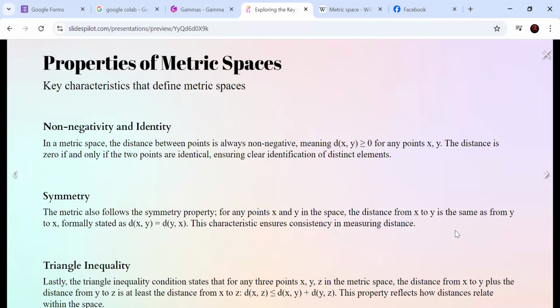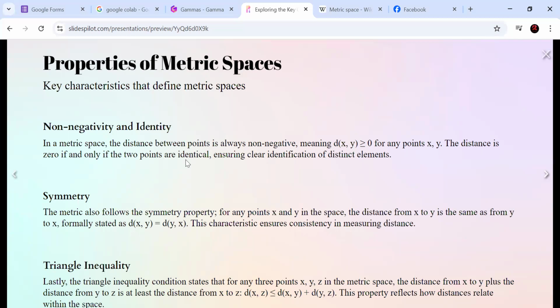So, properties of metric space, the key characteristics that define a metric space. Number one is non-negativity and identity. In a metric space, the distance between points is always non-negative, meaning distance is greater than or equal to 0 for any points x and y. This distance is 0 if and only if the two points are identical.